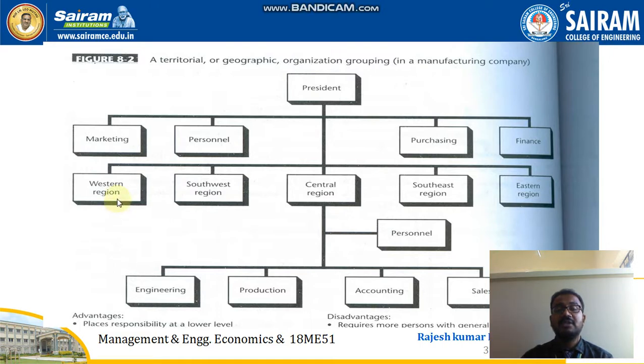Again, the regions include western region, southwest region, central region, southeast region, and eastern region. Again, under personnel, it will be the feedback controller. Under him, engineering, production, accounting, and sales team is there.